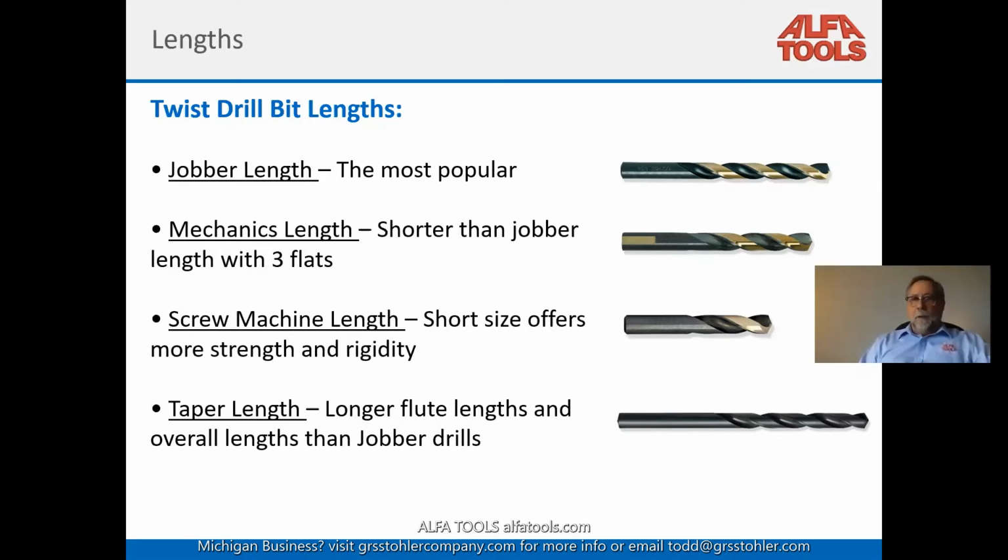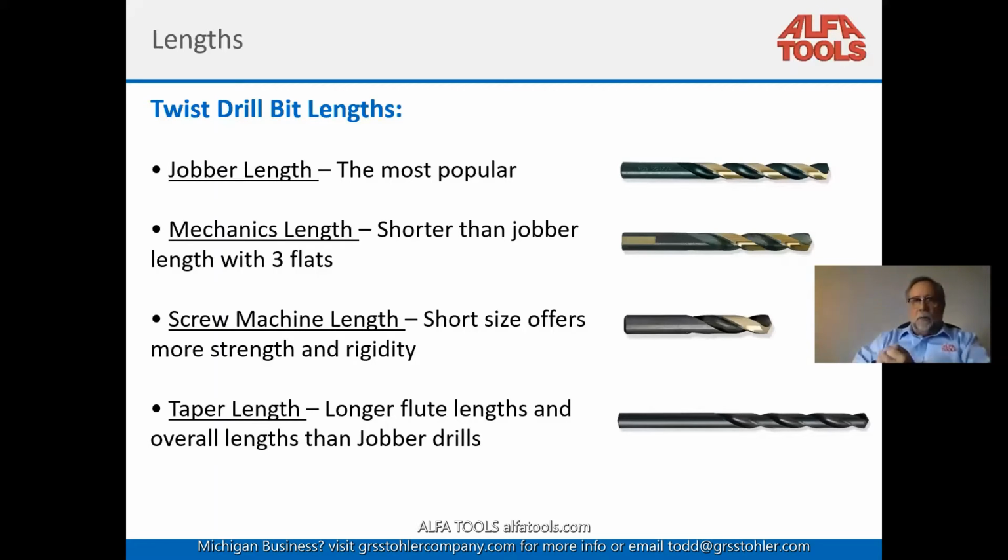Next most popular is the mechanic's length. It's slightly shorter and it has 3 flats on the shank to prevent spinning of the tool. This tool was very much designed for portable tools that have a 3-jaw chuck on the end. People are doing this all day.